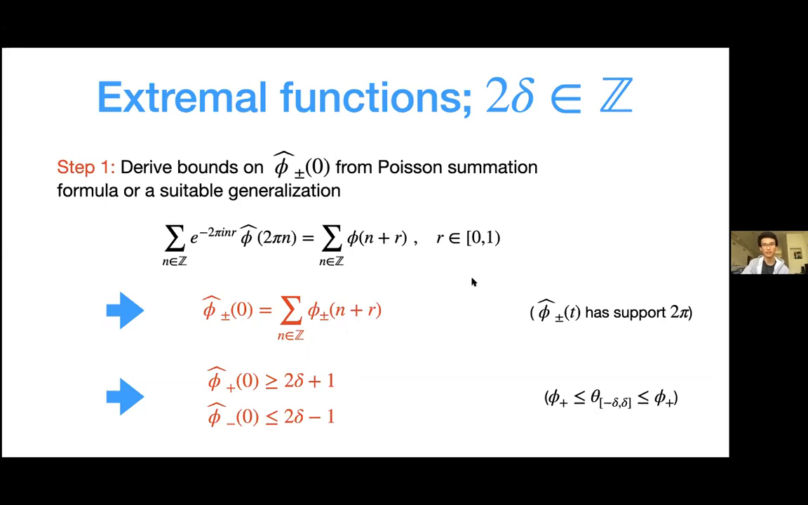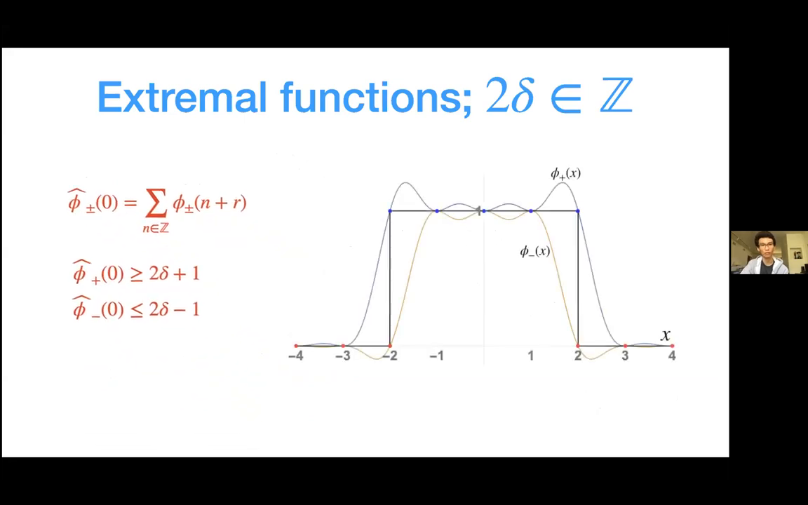So let me explain this a little more. Essentially, if you have an integer-sized interval here, and this is a sum over integers, then you just count how many integers inside of the interval you have, and that's how you get these numbers. And there's a funny mismatch of 2 because of the edges, because at the edges phi plus is 1 and phi minus is 0. Because of the 2 edges, there's a mismatch by 2. So you just derive these bounds. That's essentially step one.